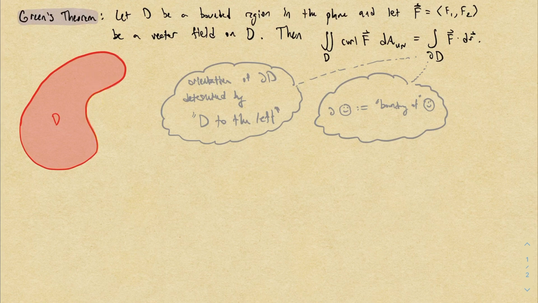In contrast, if you were to walk this way, if you looked to your left, you would not see the region. The region would be to your right. That's not what we want. So anyway, when you apply Green's theorem, this is how the orientation of the boundary is determined.